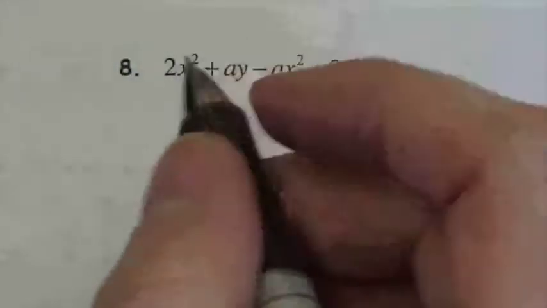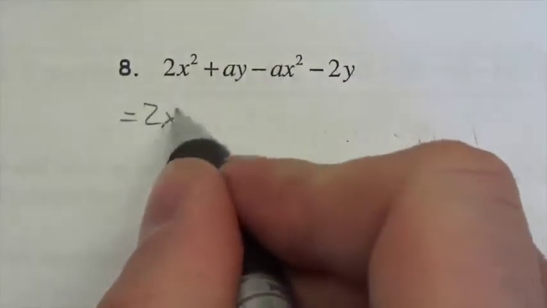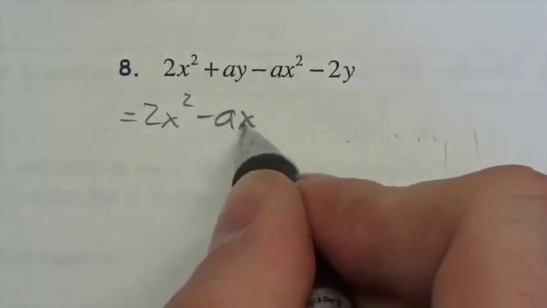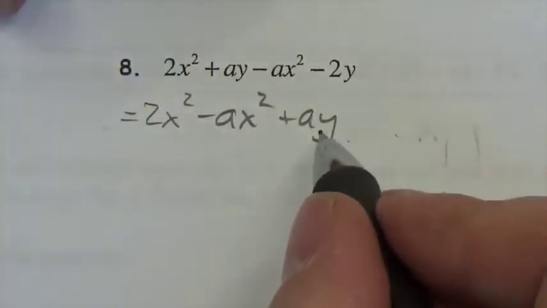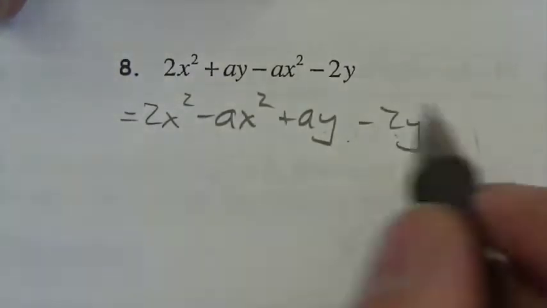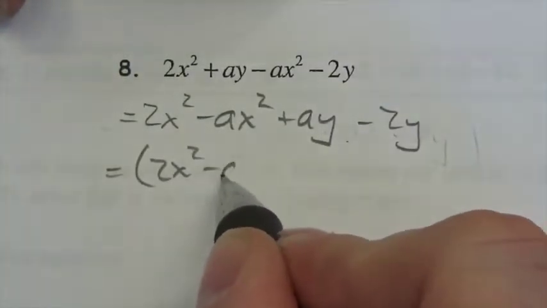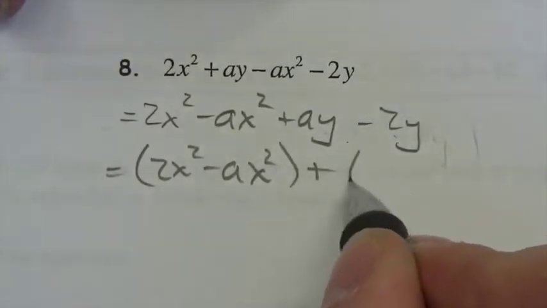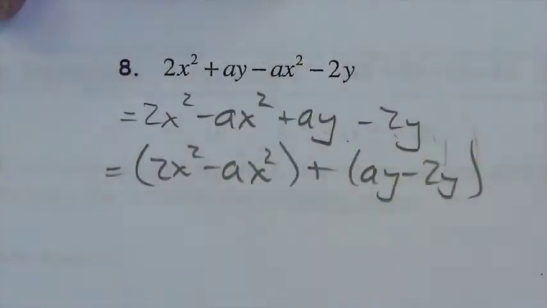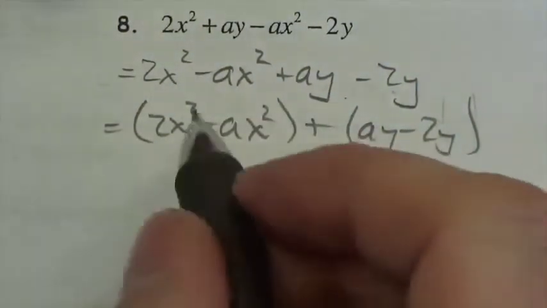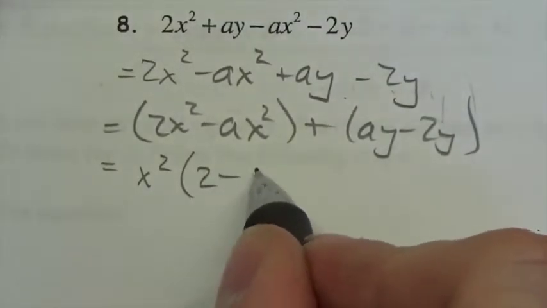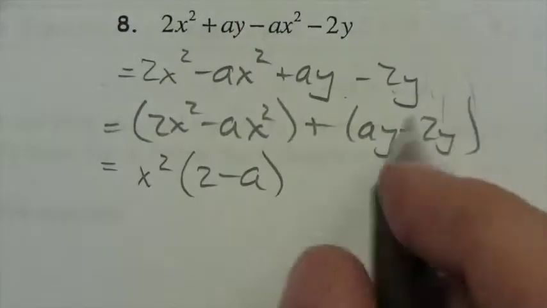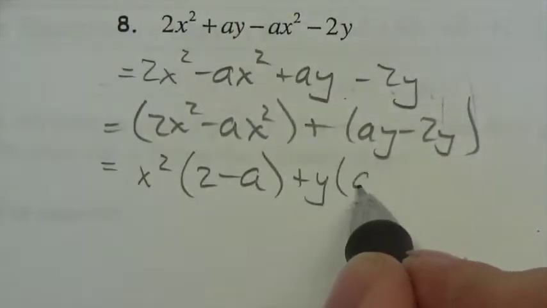So what we'll do, I'm hoping that I can remedy that by simply switching or swapping the middle two terms, which is going to leave me with 2x squared minus ax squared plus ay minus 2y. Now, let's group together those middle two terms and the final two terms. Between those two middle terms here, what's common is just the x squared, which gives me 2 minus a. Over here, there's a common y there. Take that out and I'll get a minus 2.